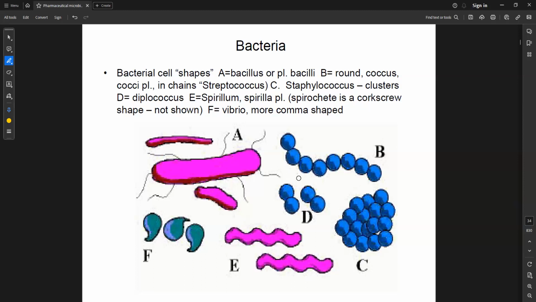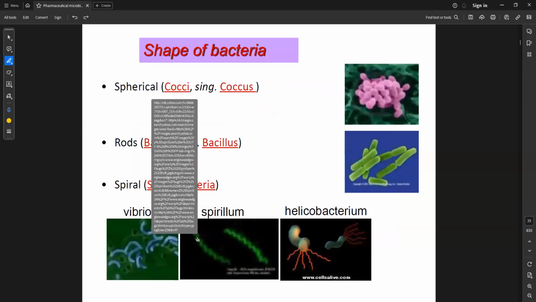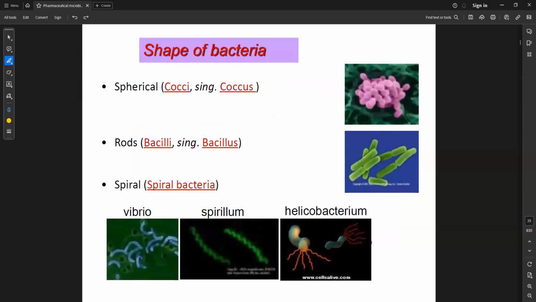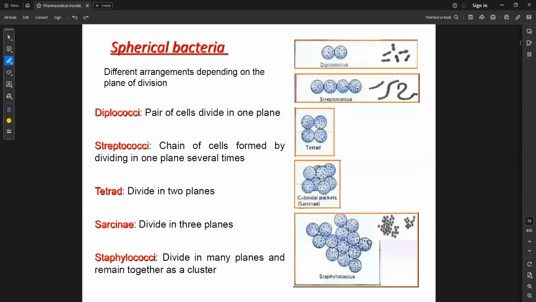Then the last one, we have the vibrio, which is this here. It's comma-shaped. And this can be seen in bacteria such as Vibrio cholerae. So spherical is coccus or cocci. Then rods, we have bacilli or bacillus. Then spiral bacteria. And you can see the photos of all these bacteria. So moving on swiftly, the spherical bacteria, we have several.